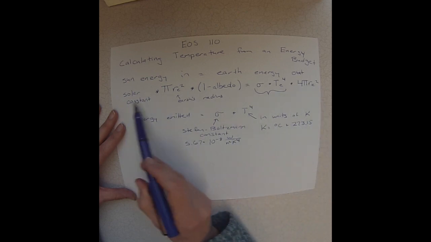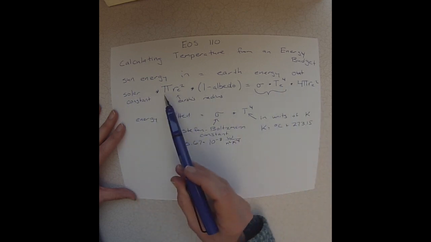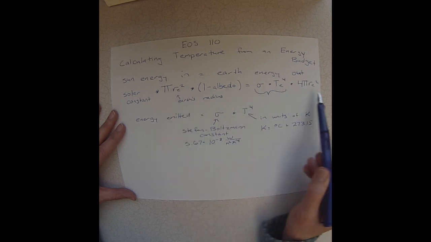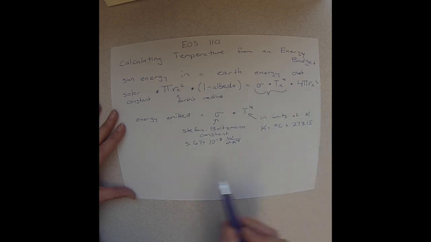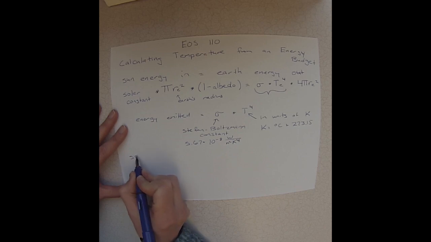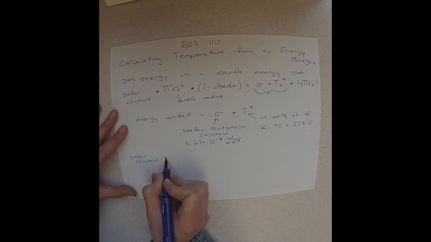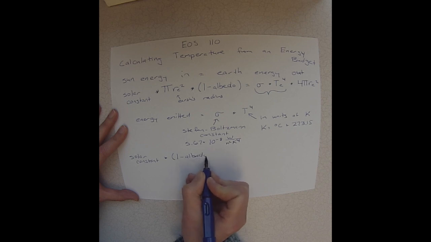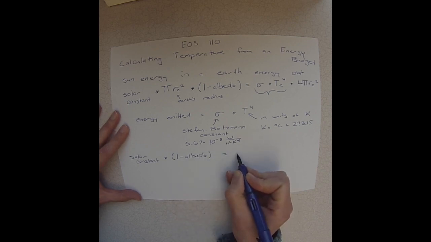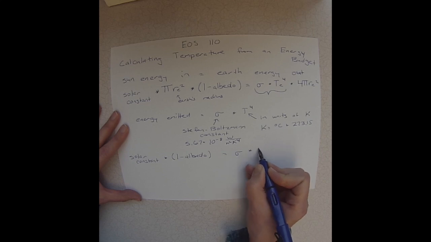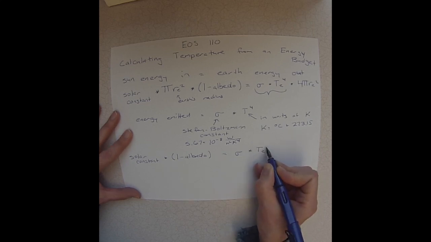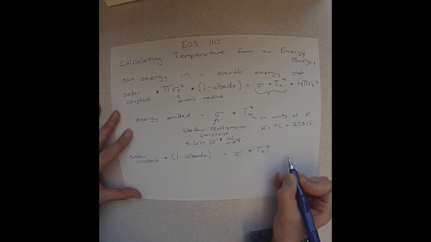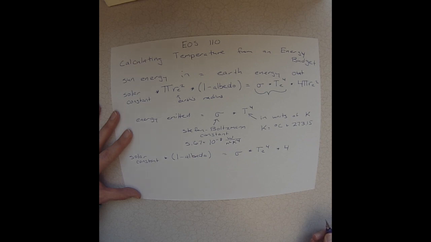So we can look at this equation here and we can simplify it a little bit, because we can see that pi occurs in both sides and the radius of the Earth squared appears in both sides. So those things cancel. We have an equation that's the solar constant times 1 minus the albedo equal to Stefan-Boltzmann constant times the temperature of the Earth to the 4th power times 4. Okay, that's a little bit easier to deal with.